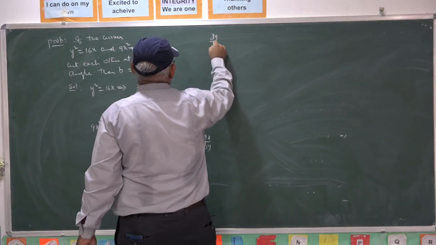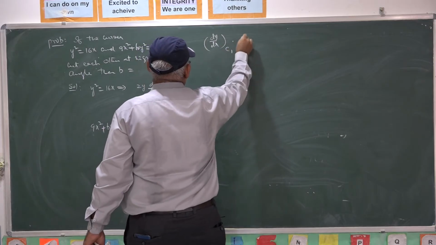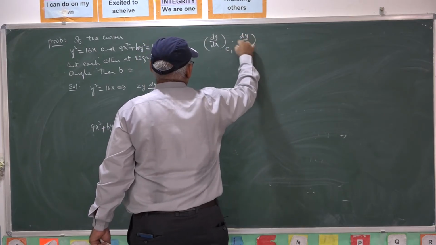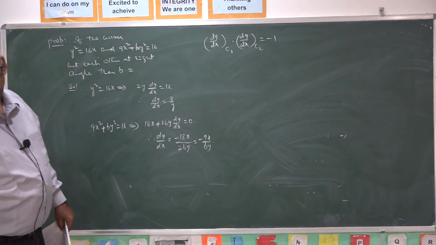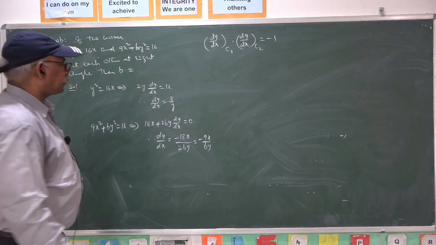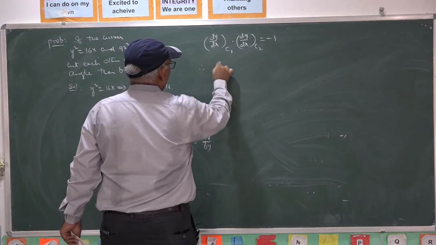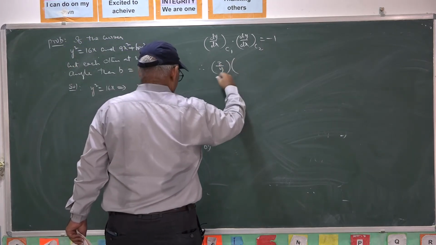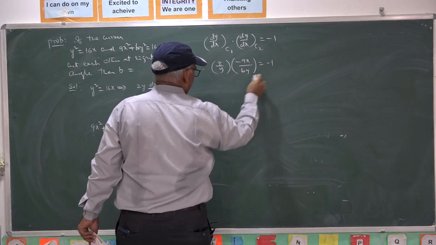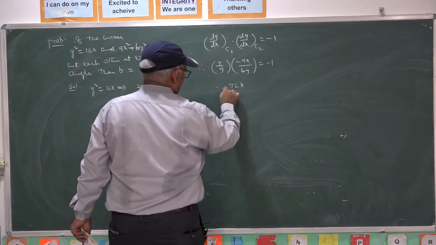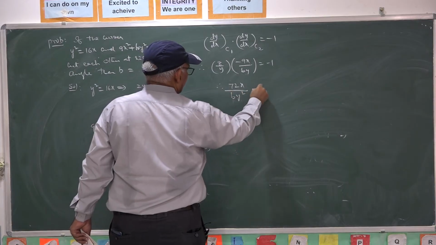Dy by dx of C1 into dy by dx of C2 equal to minus 1, because the curves are at right angle. Therefore, 8 by y into minus 9x by by equal to minus 1. 72x by by square equals 1.